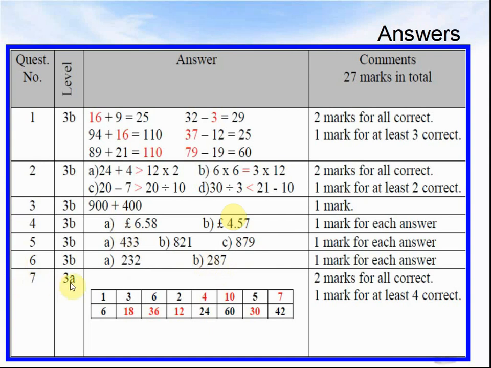7. A. 1 times 6 is 6. 3 times 6 is 18. 6 times 6 is 36. 2 times 6 is 12. 24 divided by 6 is 4. 60 divided by 6 is 10. 30 divided by 6 is 5. 42 divided by 6 is 7.